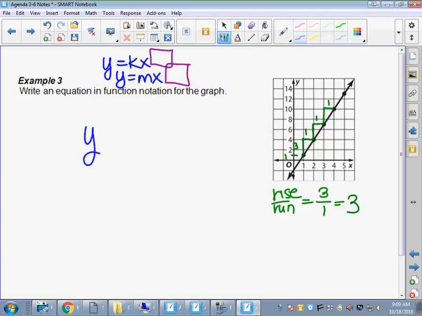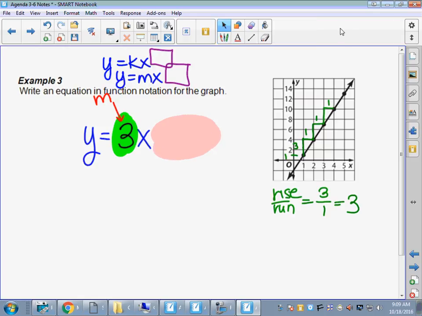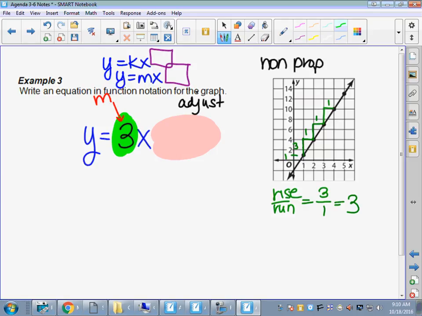So I'm going to do y equals 3x. I'm going to highlight this 3 right here and make a little note. That is my slope, or my rise over run. I'm also going to highlight out here, I have to adjust. Because if you look at my graph, does my graph go through the origin? It doesn't, right? This is non-proportional. No, it doesn't go through 0, 0, the origin. So my equation is not just y equals 3x. My equation is going to be y equals 3x plus or minus something.